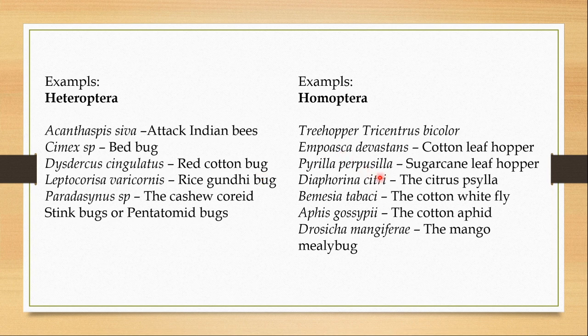Then Pyrilla perpusilla or the sugarcane leaf hopper. Hopefully you have watched my video on Pyrilla perpusilla. Diaphorina citri or the citrus psylla. We are going to study about this insect as well. Psylla is also known as plant lice. Then Bemisia tabaci or the cotton whitefly. We are going to study about this one too. Then Aphis gossypii or the cotton aphid and Rastrococcus mangiferae or the mango mealybug. We are going to study this insect as well.